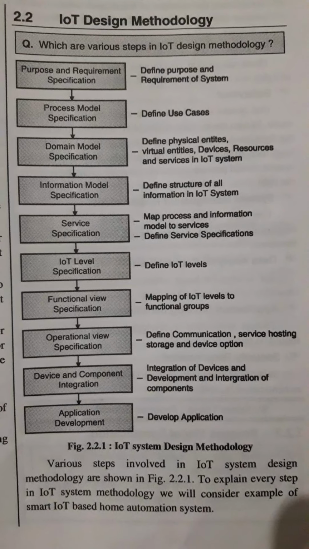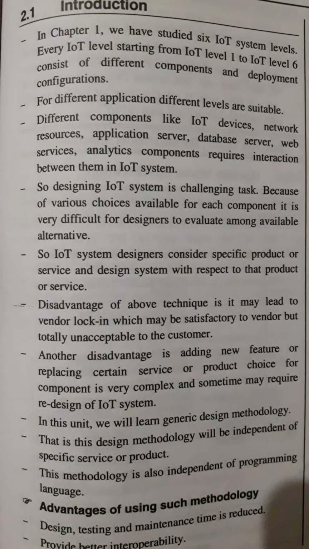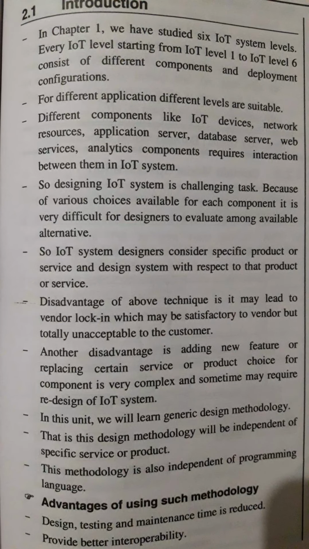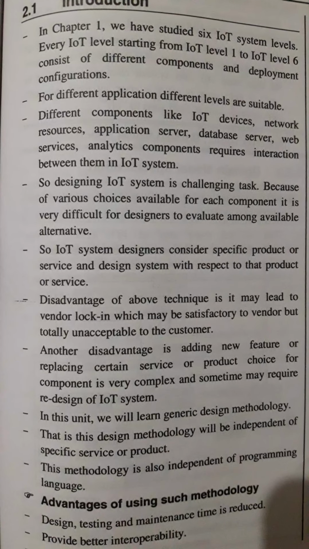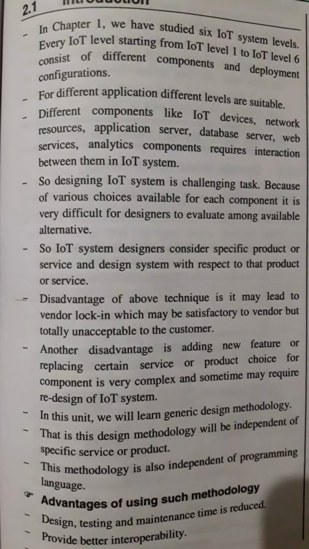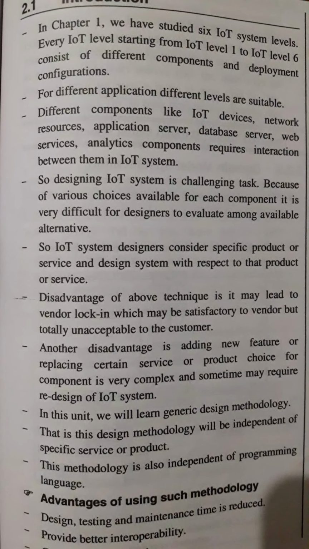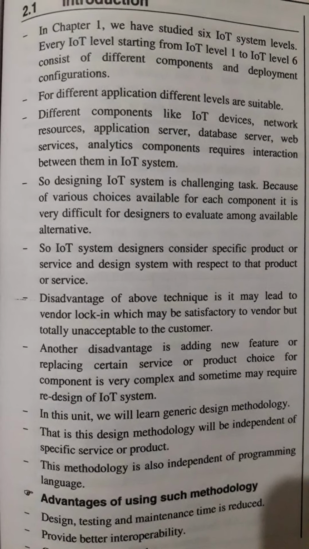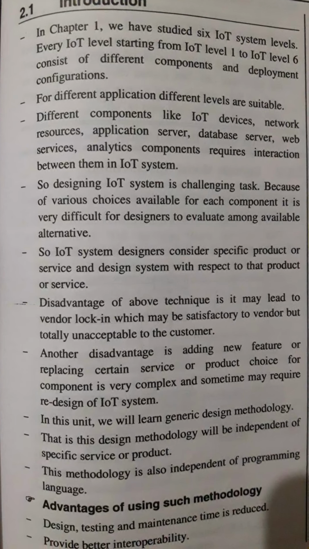IoT design methodology. Introduction. In chapter 1 we have studied 6 IoT system levels, that is level 1, level 2, 3, 4, 5 and 6. They consist of different components and deployment configuration. For different applications, different levels are suited.